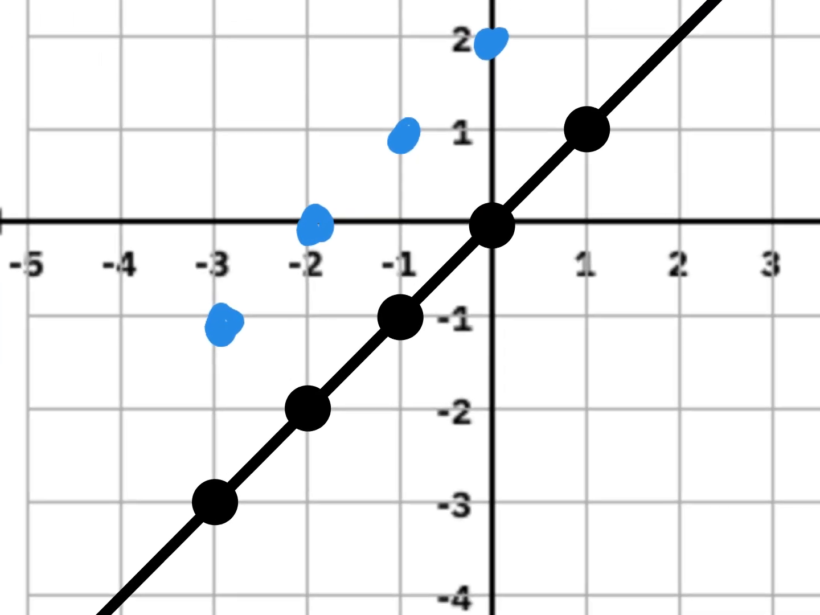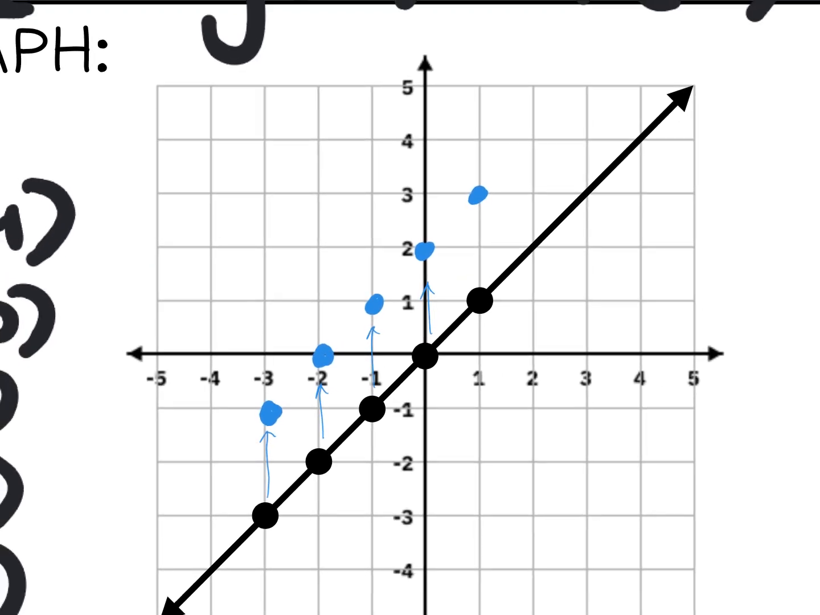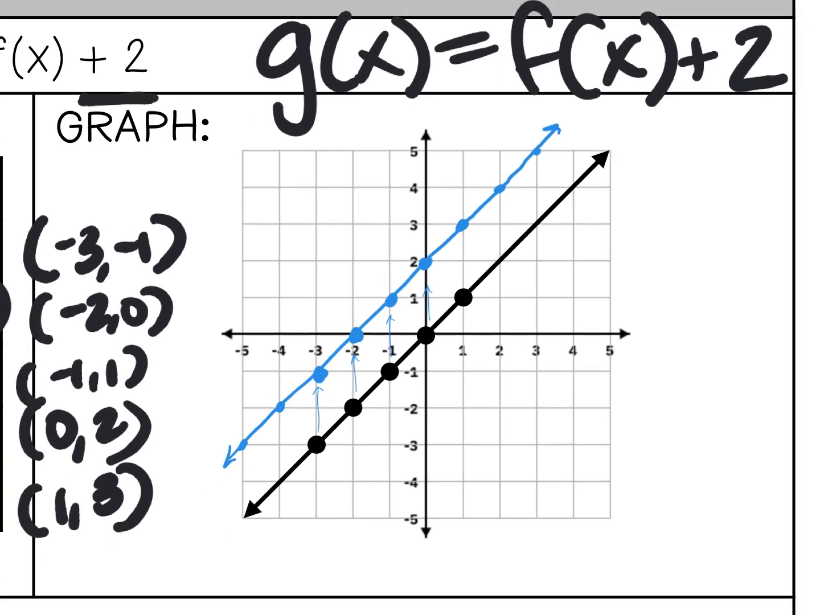So let's zoom in. What do you notice happened between the old point and the new one? It went up by 2. Does it make sense that it went up by 2? Yes, exactly. A vertical shift makes the graph go up by 2 units in every single spot. Let's connect those. I'm going to add some more points, and let's connect that. And we have our shifted function.